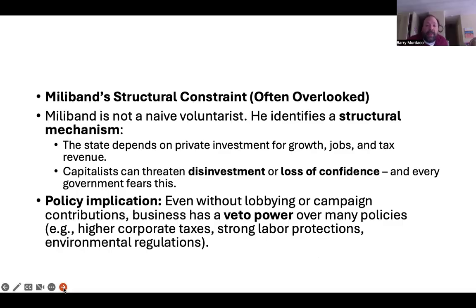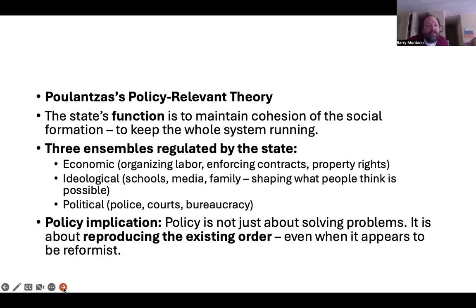Policy implication: even without lobbying or campaign contributions, business has a veto power over many policies, for example, higher corporate taxes, strong labor protections, and environmental regulations, or at least can water these things down to the point where they don't really become too much of a threat.